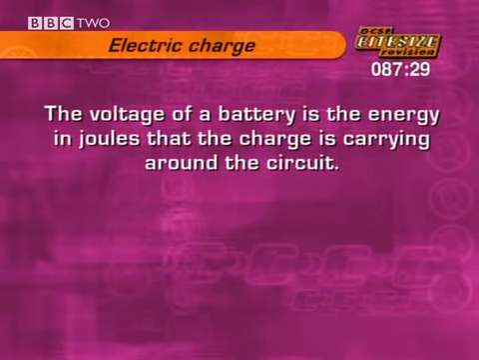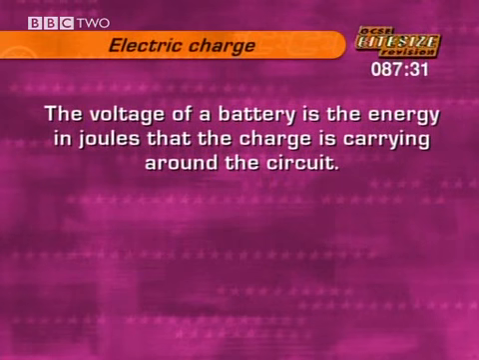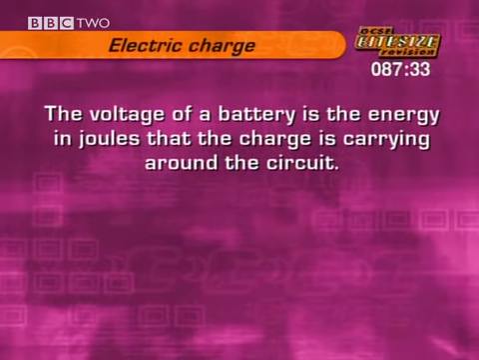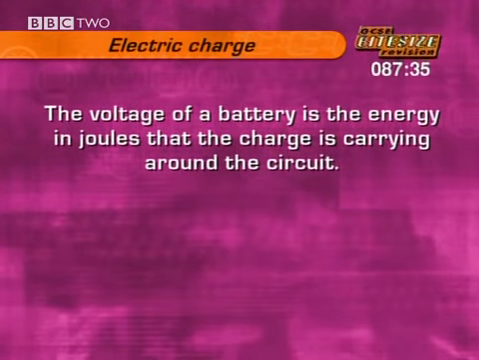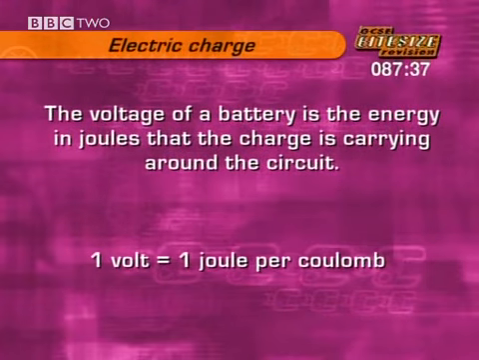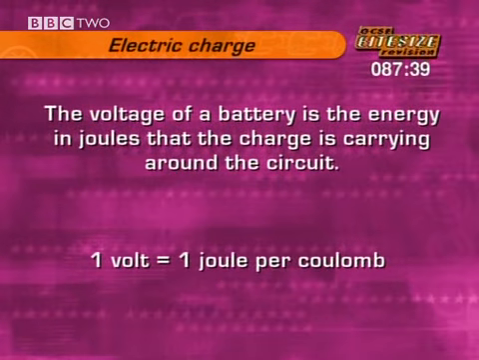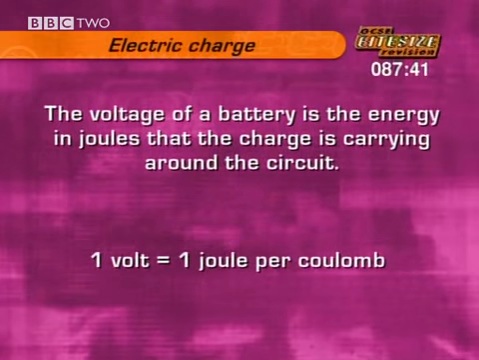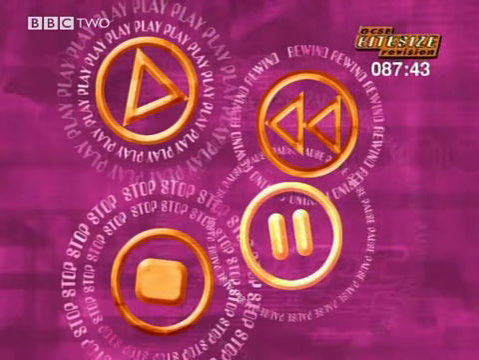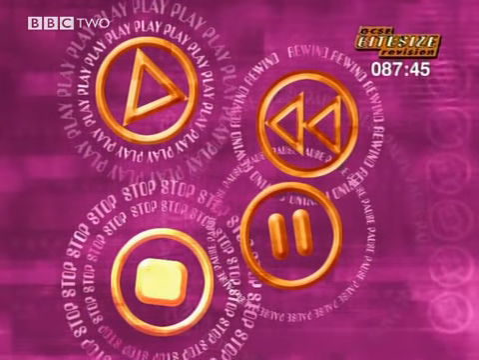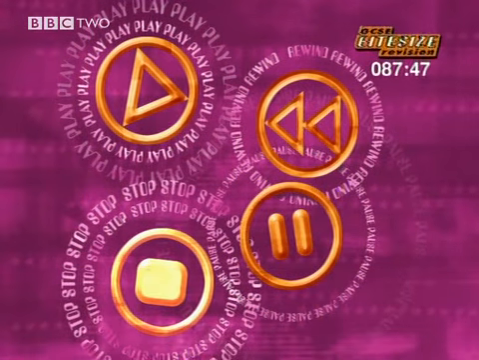Another formula to make a note of is that the voltage of a battery is the amount of energy in joules that the charge is carrying around the circuit. So 1 volt equals 1 joule per coulomb. That's the end of this higher tier section on electric charge.